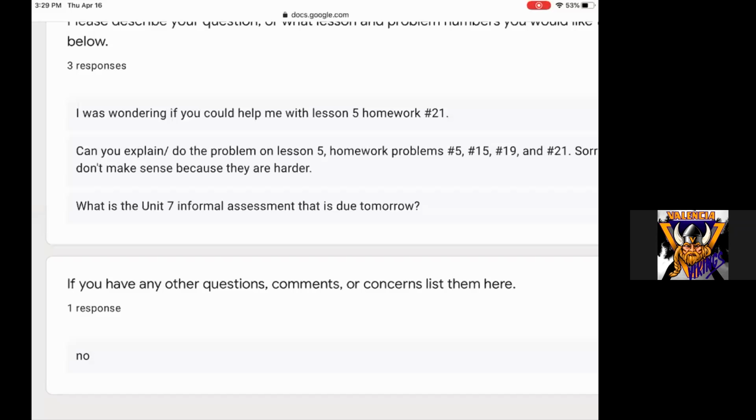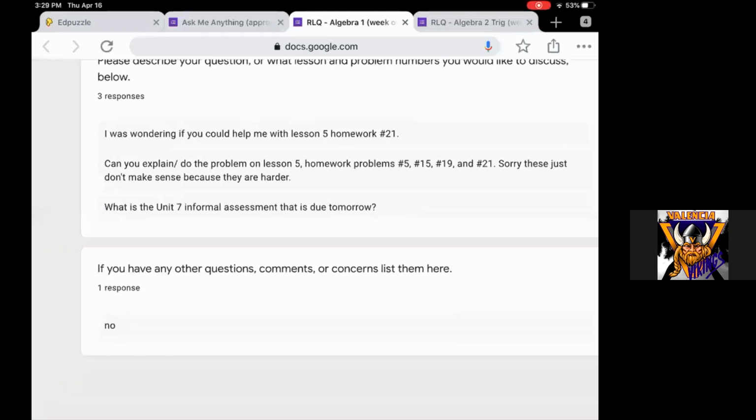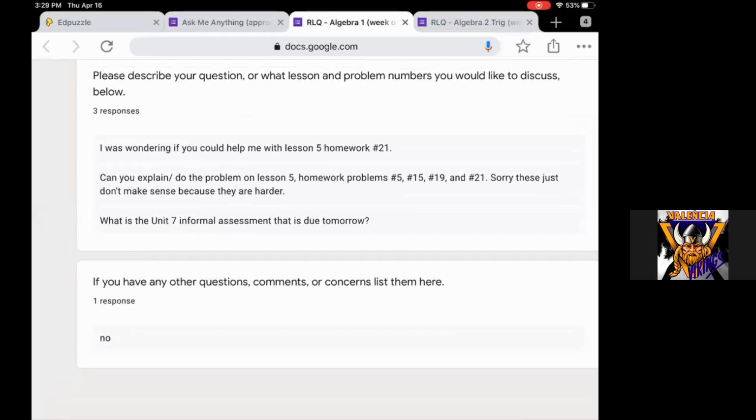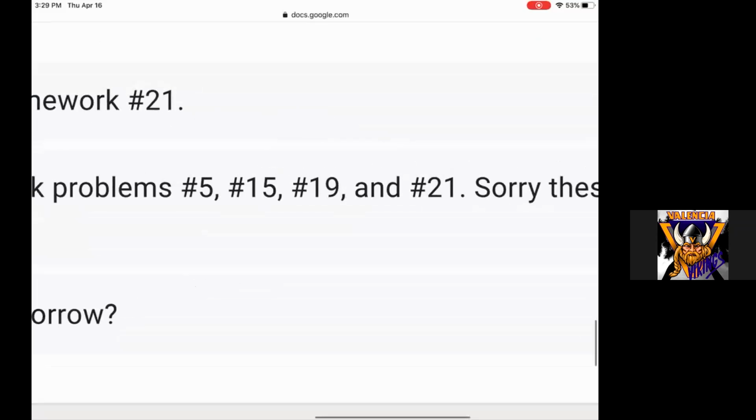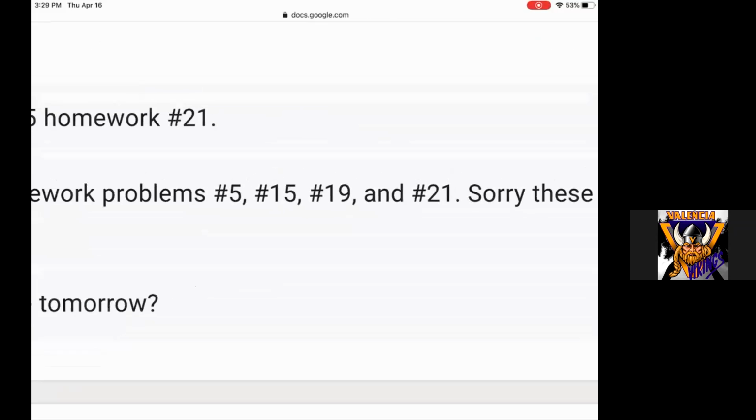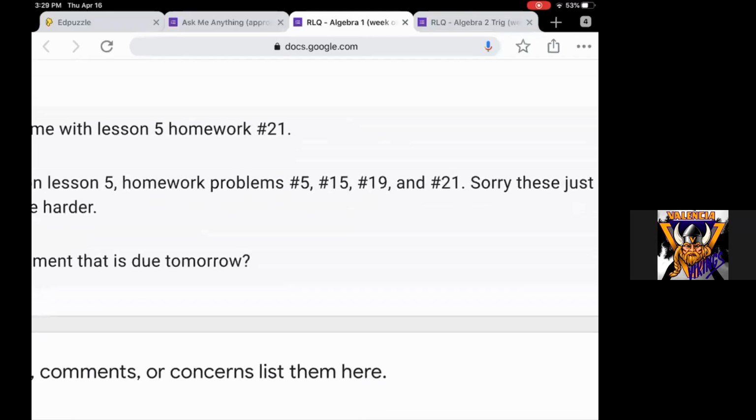This is Algebra 1, looking at Lesson 5, which was on multiplying polynomials, specifically binomials and trinomials. And I got a couple questions here from y'all, and these are great questions. You want me to do some homework problems, specifically numbers 5, 15, 19, and 21. So I'm going to do those in this video. So 4 questions. Here we go.